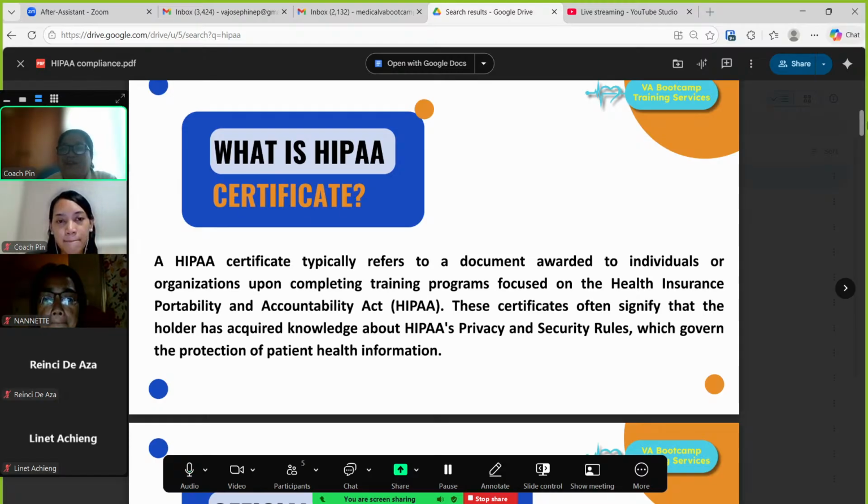So, what is a HIPAA certificate? A HIPAA certificate typically refers to a document awarded to individuals or organizations upon completing training programs focused on the Health Insurance Portability and Accountability Act, or HIPAA. These certificates often signify that the holder has acquired knowledge about HIPAA's privacy and security rules, which govern the protection of protected health information.